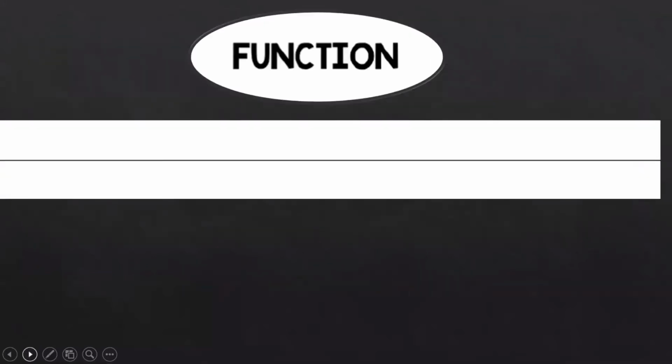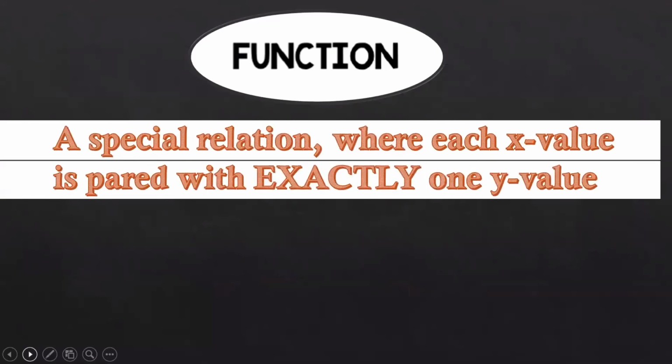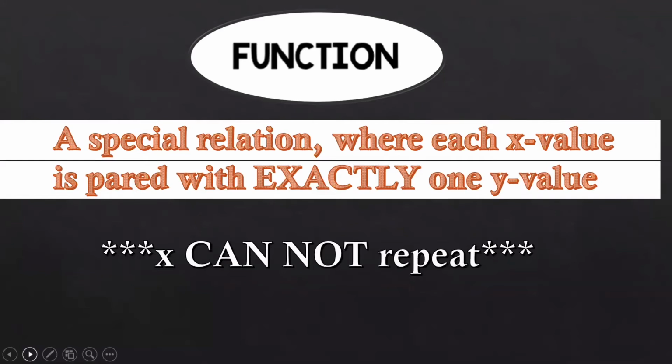So now that we know what a relation is, we can identify what a function is. A function is a special type of relation. So it's a certain type where each x value is paired with exactly one y value. What that means is your x cannot repeat.